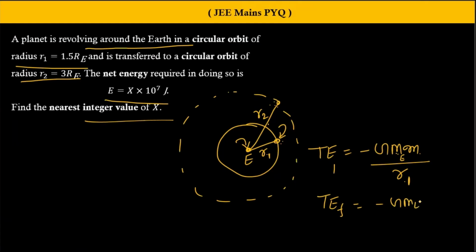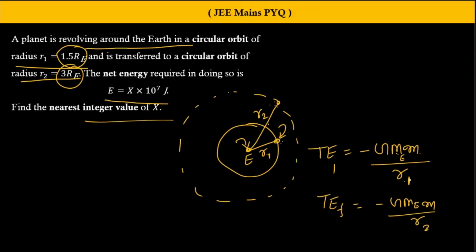सो R2 में अगर आप ले जाते हो, आप कहोगे टोटल एनर्जी फाइनल कितना है? सो -G(Me)m/R2, एंड नेट एनर्जी रिक्वायर्ड इन डूइंग सो विल बी फाइनल एनर्जी माइनस इनिशियल एनर्जी. ओके, सो दैट वे यू कैन कैलकुलेट हियर. जैसे इनिशियली रेडियस छोटा है, फाइनली बड़ा है, so actually you need to supply it with energy, and the amount you need to supply is the difference of these two energies, right? Nothing else.